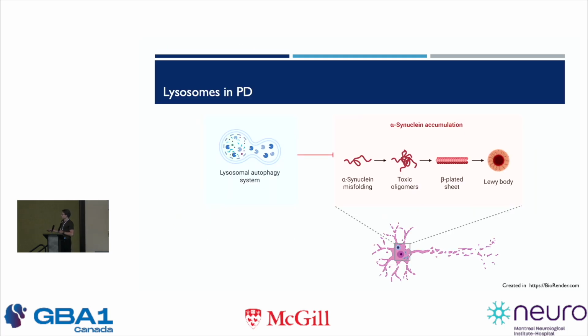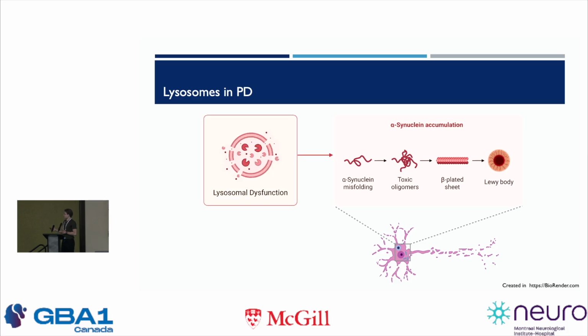Normally, the lysosomal autophagy system can help prevent the accumulation of this misfolded synuclein. But when we see dysfunction of this lysosome, we also see the accumulation of toxic oligomers and eventually the formation of Lewy bodies.